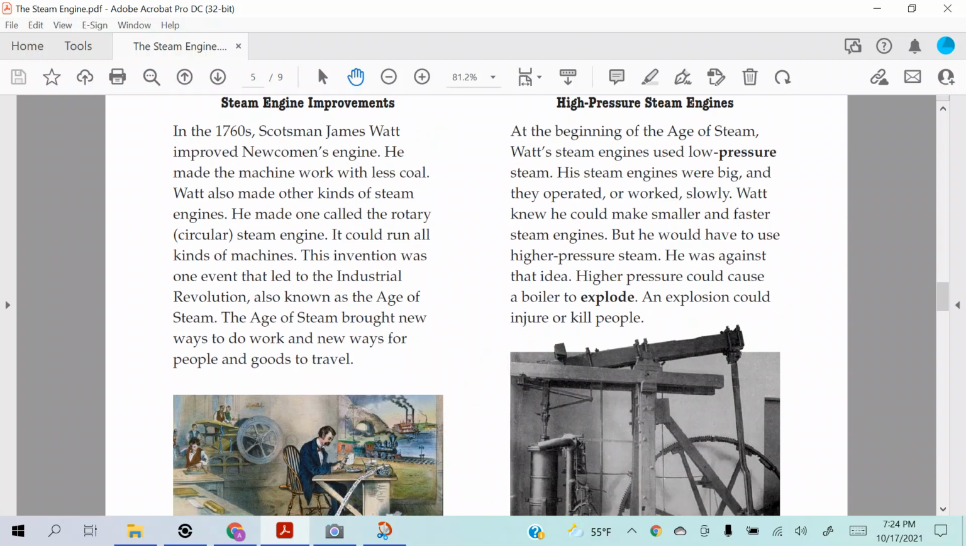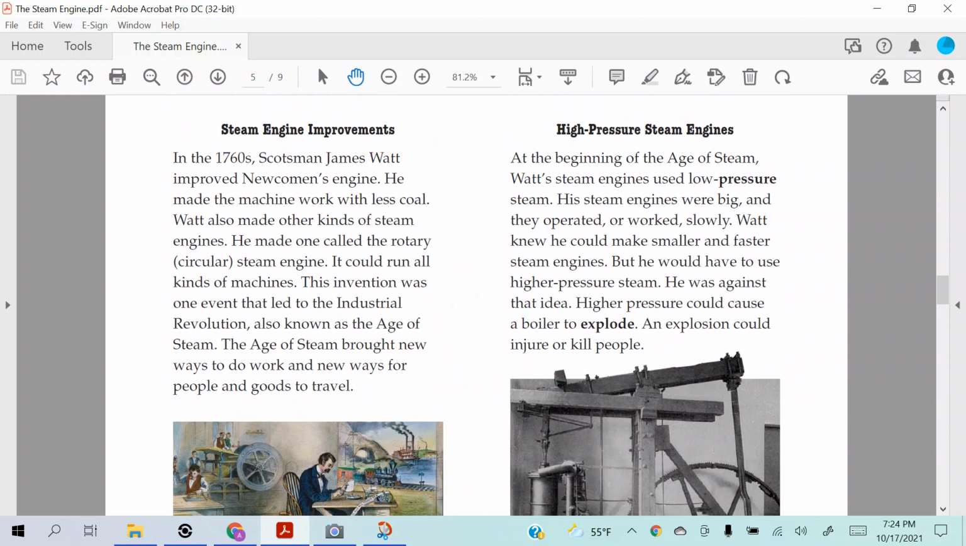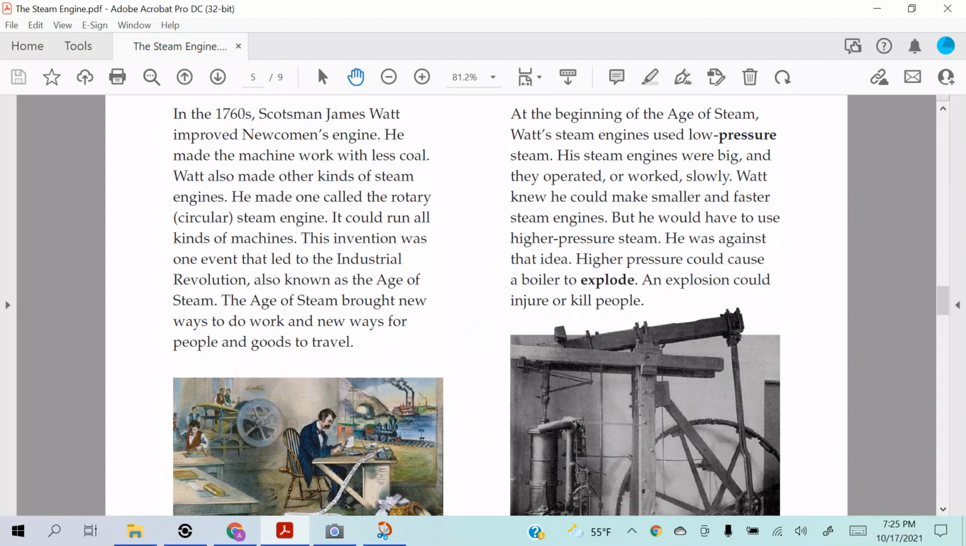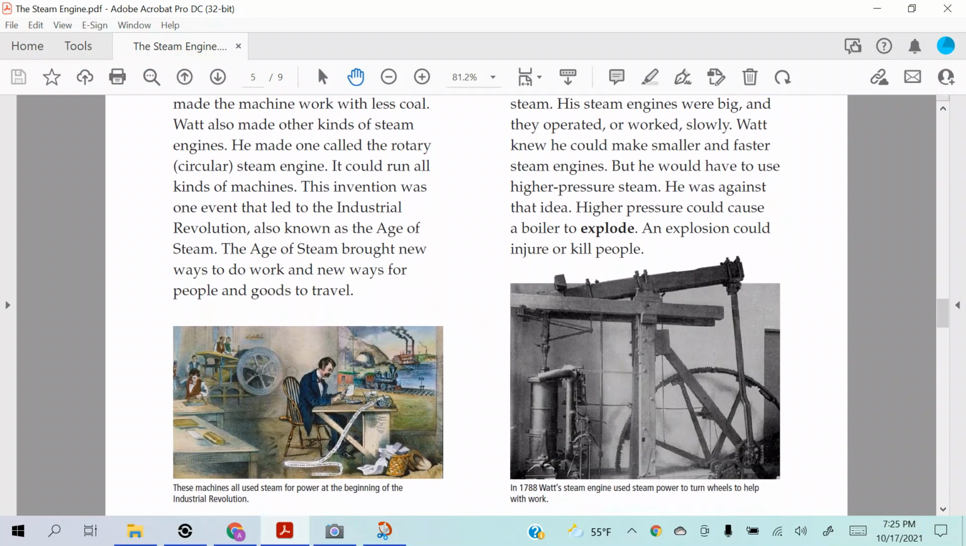Steam engine improvements. So what do you think we're going to learn here? Right, we're going to learn all the ways that someone improved on the steam engine. And I bet his name is James Watt. Let's see. In the 1760s, a Scotsman, James Watt, improved Newcomen's engine. He made the machine work with less coal. He also made other kinds of steam engines. He made one called the rotary or circular steam engine. It could run all kinds of machines. This invention was one event that led to the Industrial Revolution, also known as the Age of Steam.